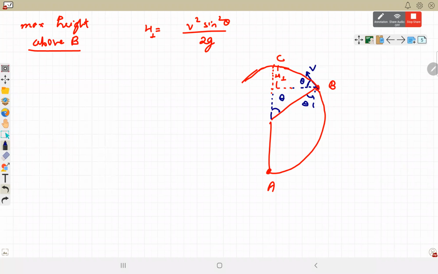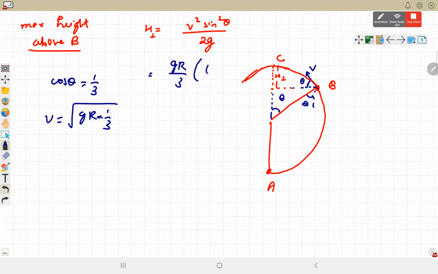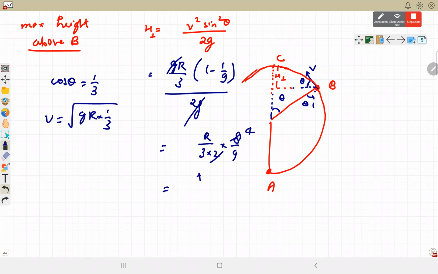So substitute the value of theta because we already derived cos theta is 1 by 3. V is root g r times cos theta, so v becomes root gr by 3. Square करेंगे तो आ जाएगा gr by 3. Sin square theta is 1 minus cos square theta, divided by 2g. G gone. R into much? This becomes r by 3 into 2 into 8 by 9. So 4r by 27. I hope calculation is correct.